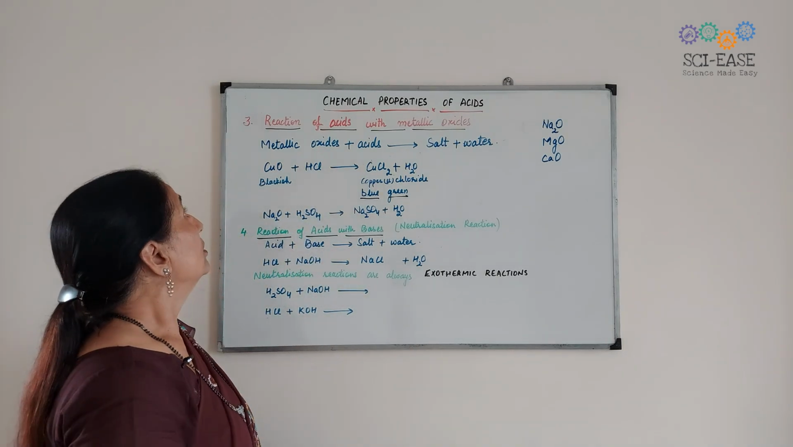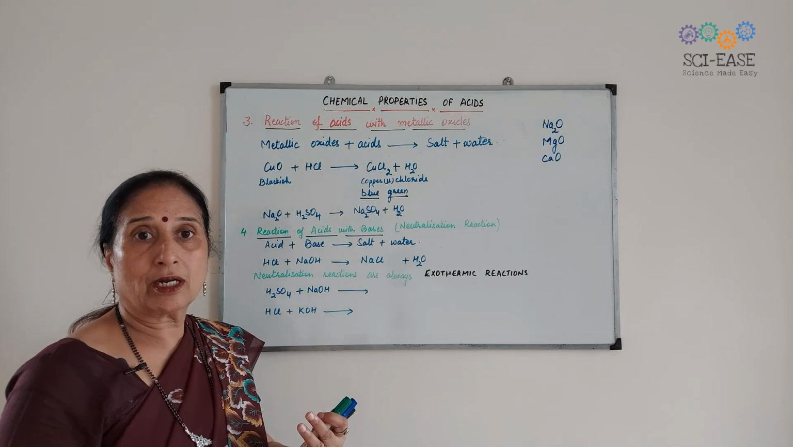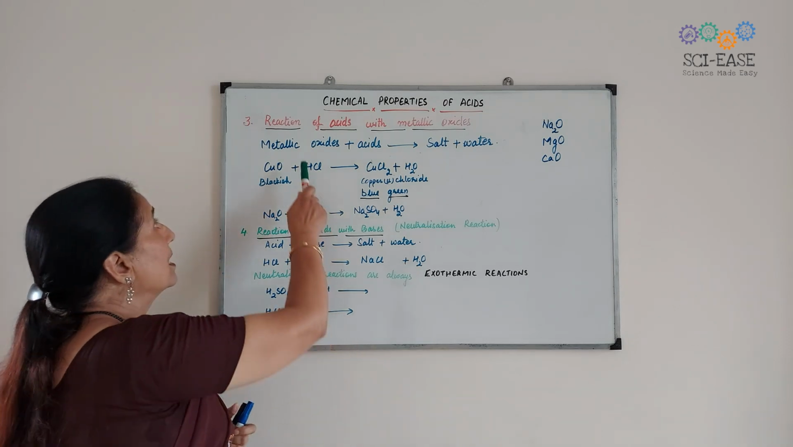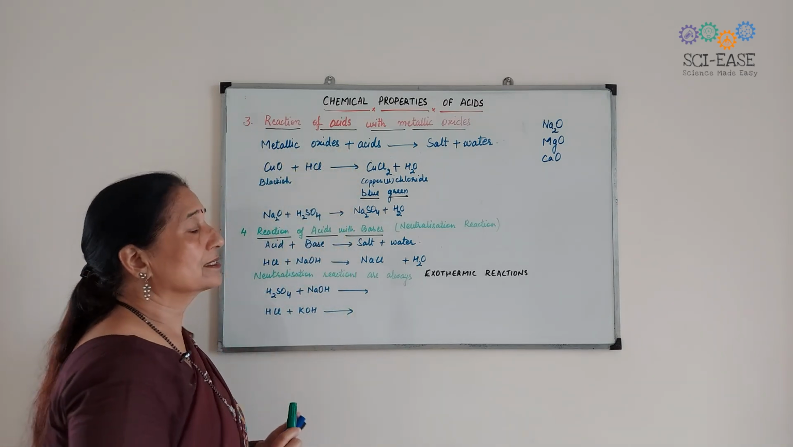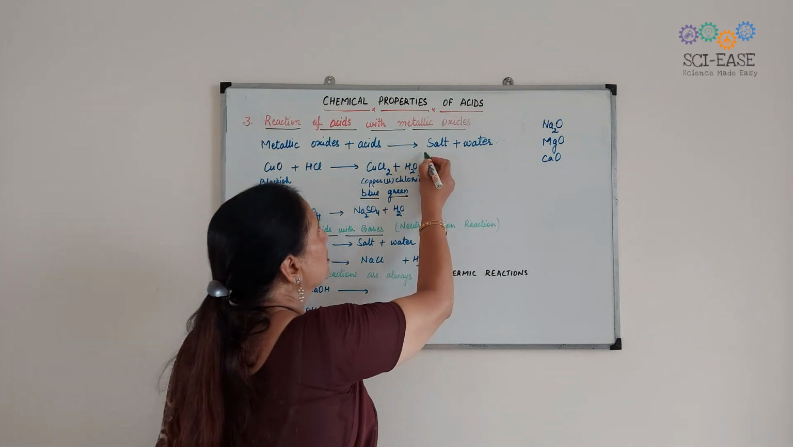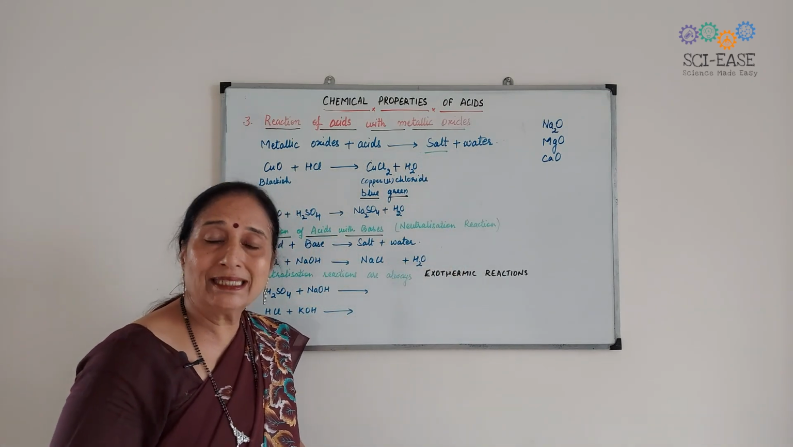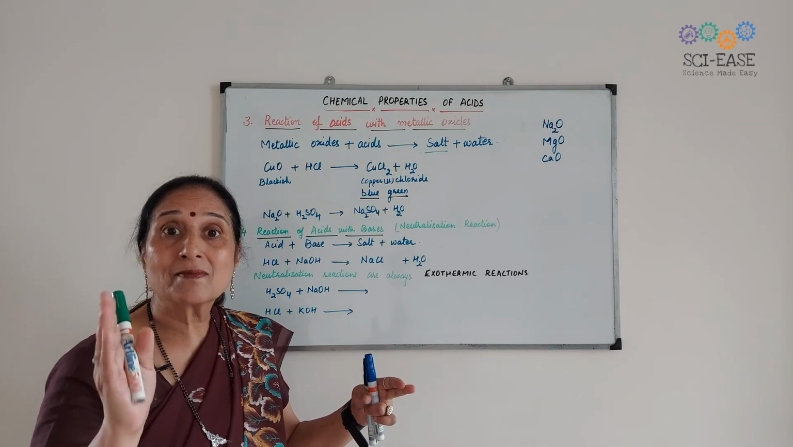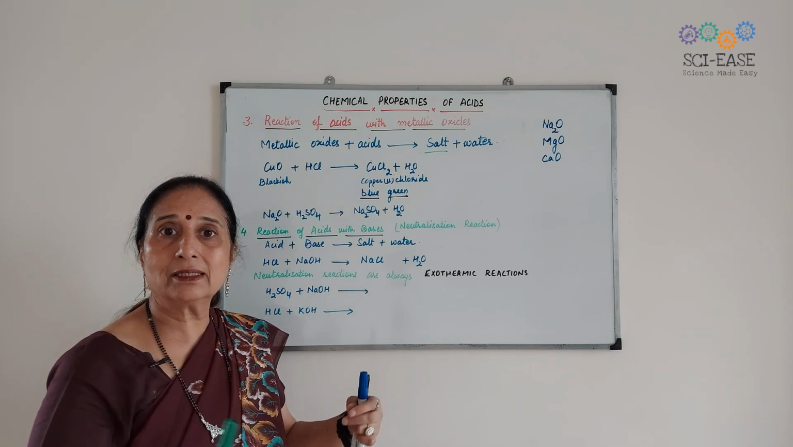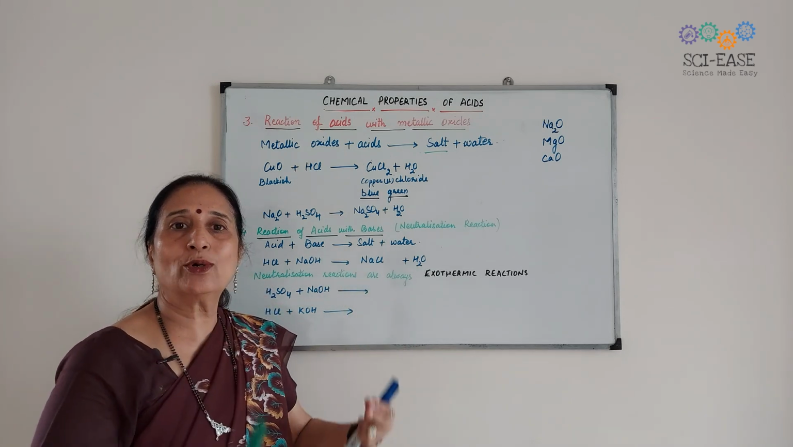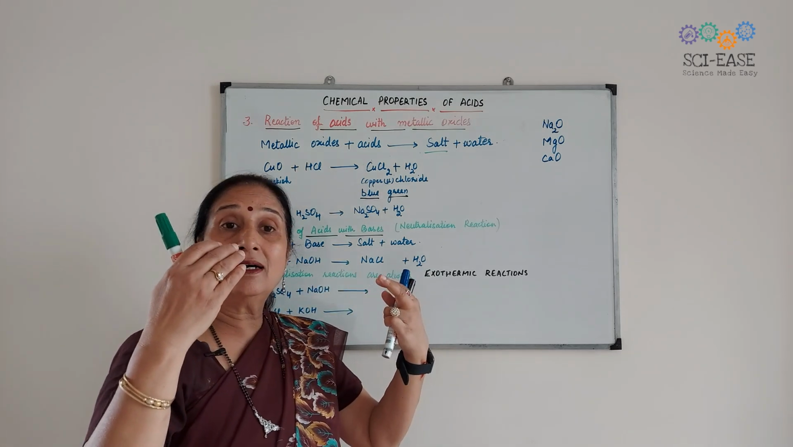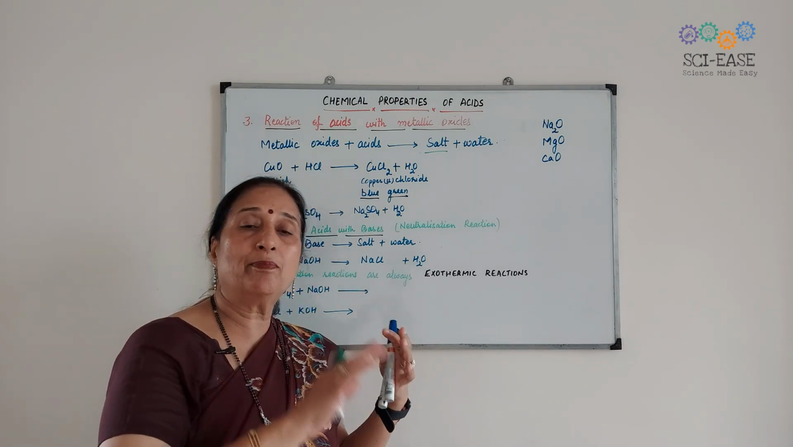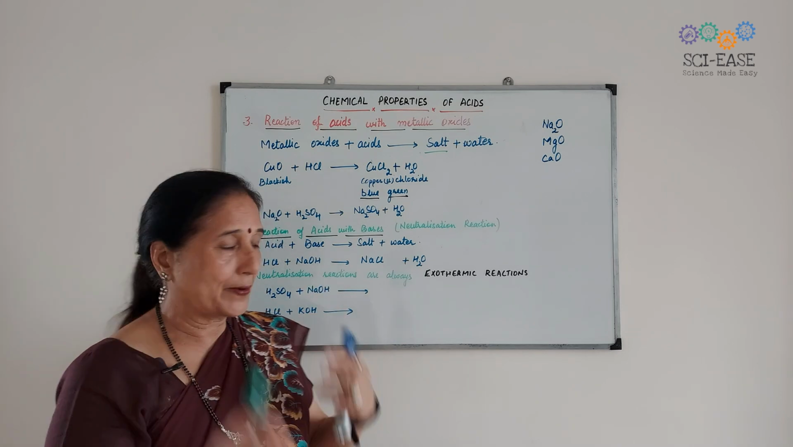Now, what is the general equation for the reaction of acid with metal oxide? When metal oxides react with acids, they result in the formation of salt and water. The salt that is formed, as I have told you, is not always the common salt. Salts are the chlorides, bromides, iodides, sulfates, carbonates, etc., depending upon what type of acid we are taking.